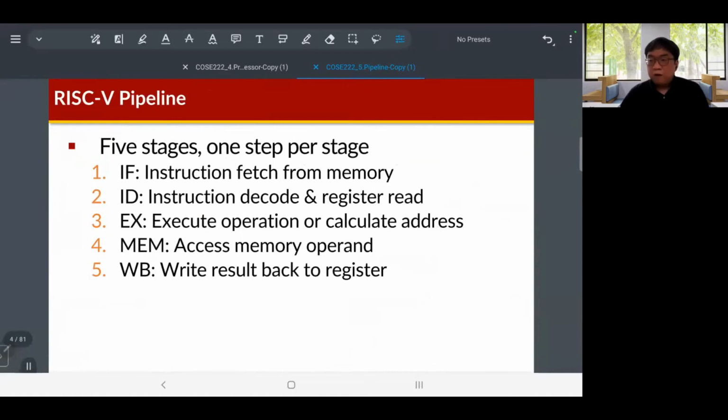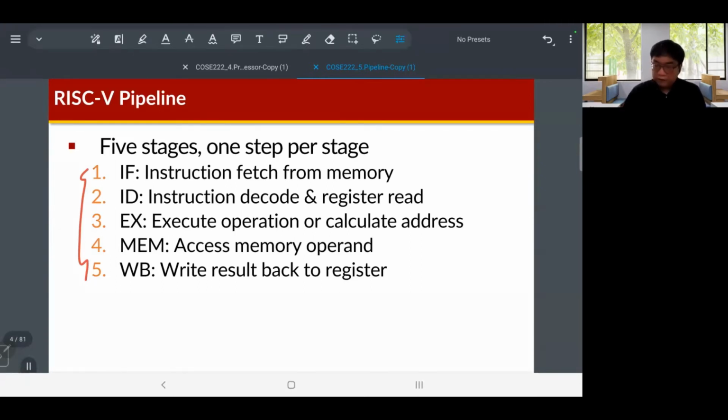Then how can you apply the pipelining to our processor design? You need to be very familiar with these 5 steps of executing instructions, because I already explained these 5 steps. That is the first problem of our homework number 3. So these are the required steps: instruction fetch, instruction decoding, execution, memory, and write back.